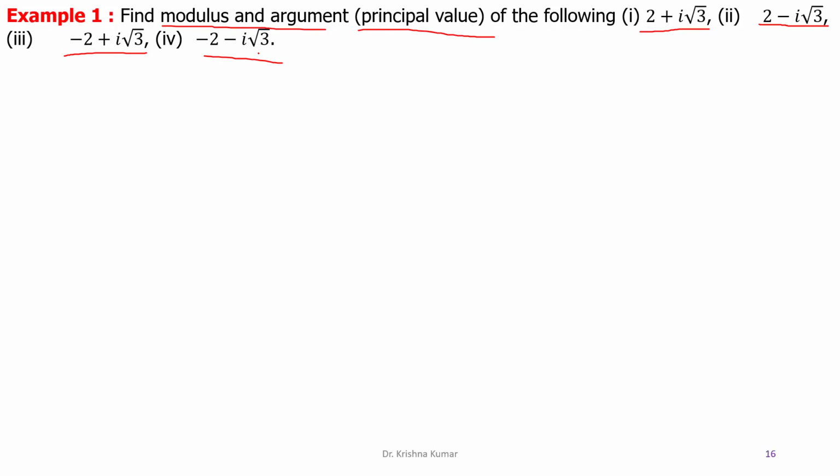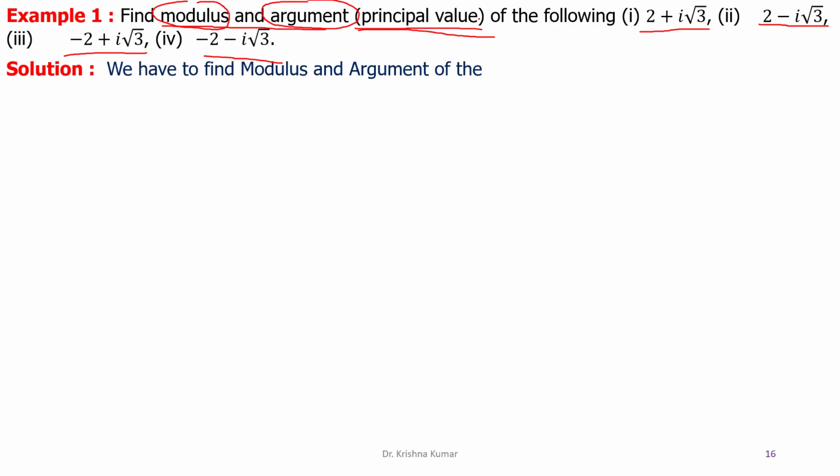So there are four complex numbers. We want to find the modulus of these complex numbers as well as their argument. Principal value means we have to find the value of theta between 0 and 2 pi. So let us first take the solution. We have to find the modulus and argument of the following complex numbers.